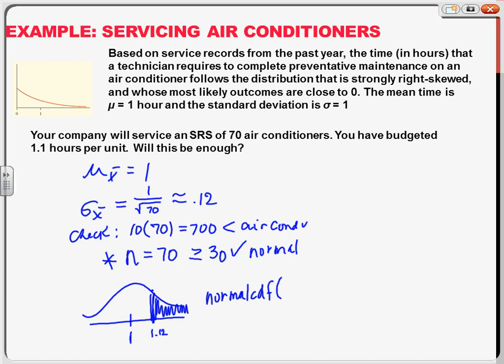Let's see, from negative infinity to 1.1, because we do not want it to exceed 1.1. We want it to be 1.1 or less hours, basically. And then our mean was 1, and our standard deviation was 0.12. If you want to go out more decimals there, you can. But that is approximately 0.79767. So about 80% of the time, you'll have enough time to complete the work.